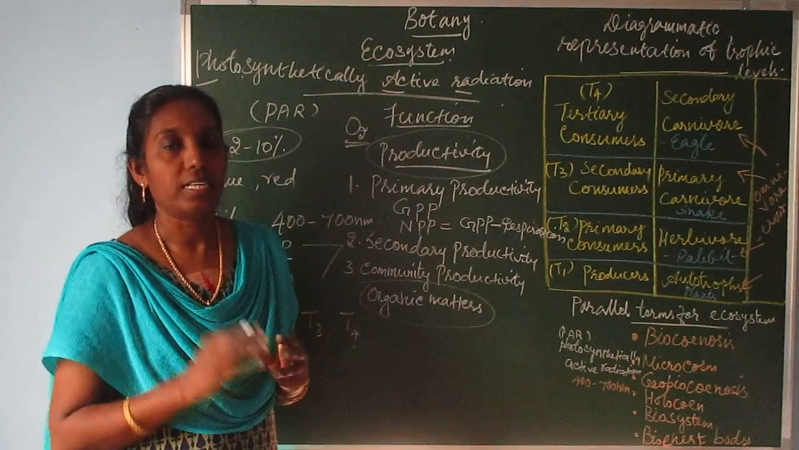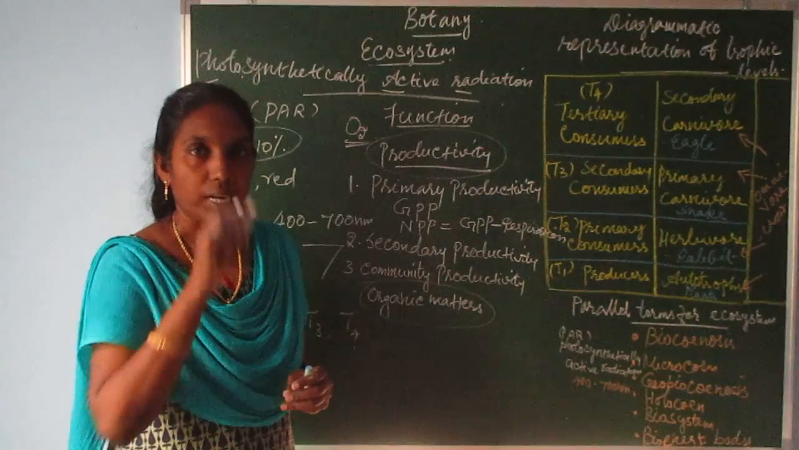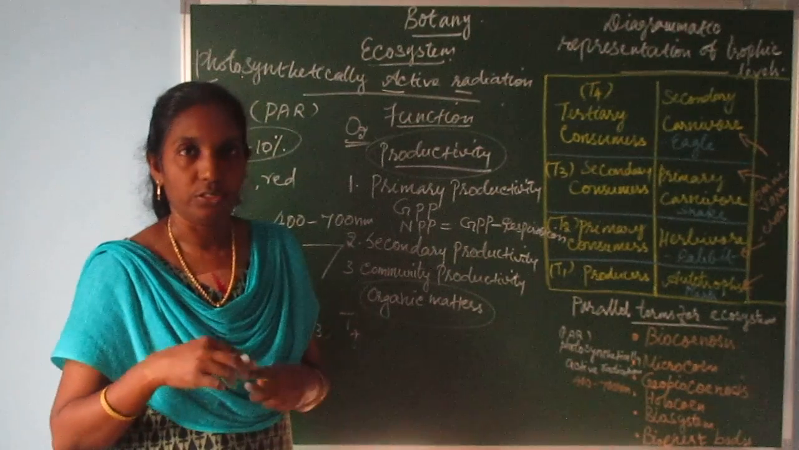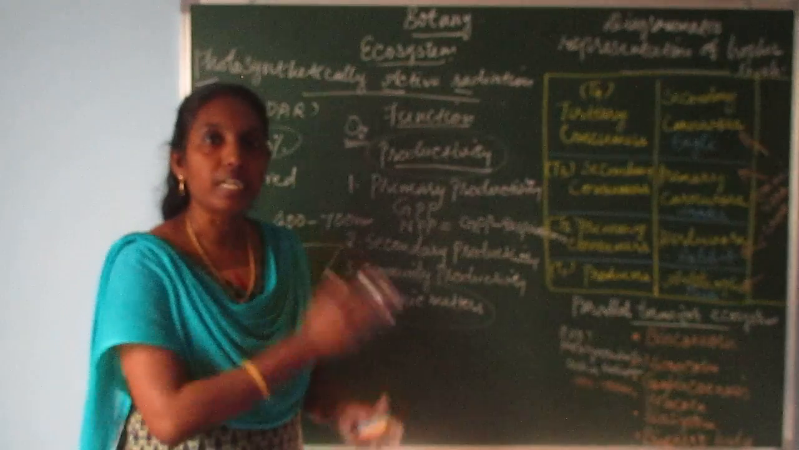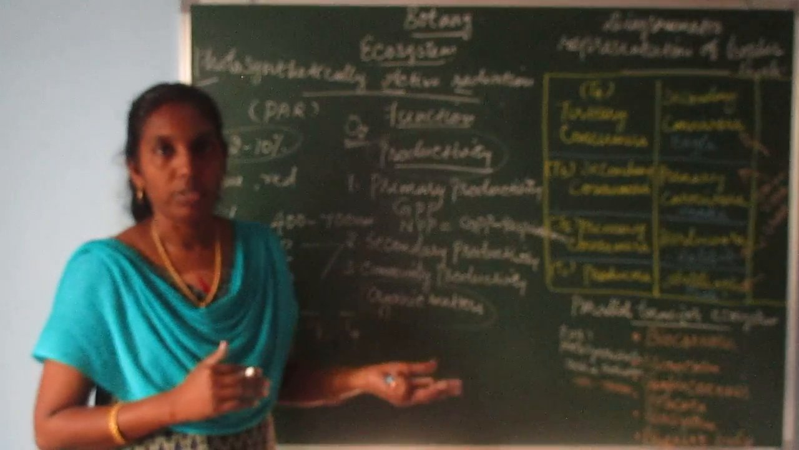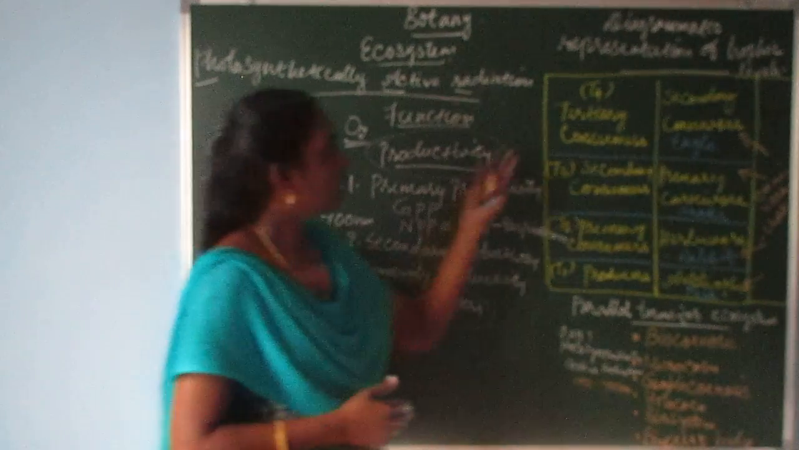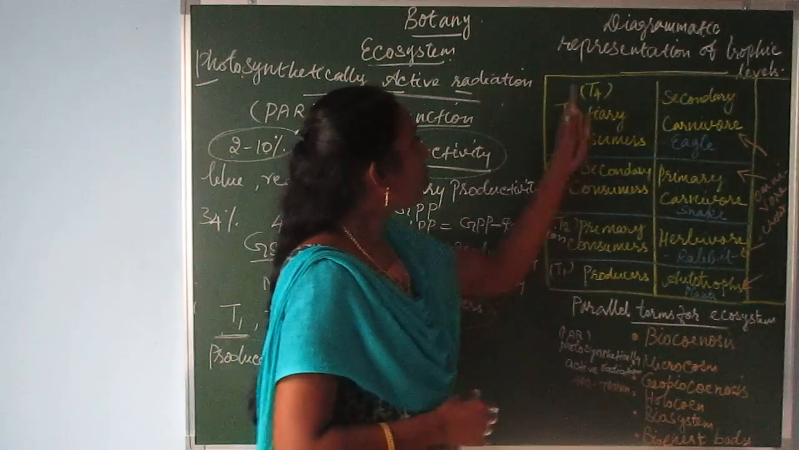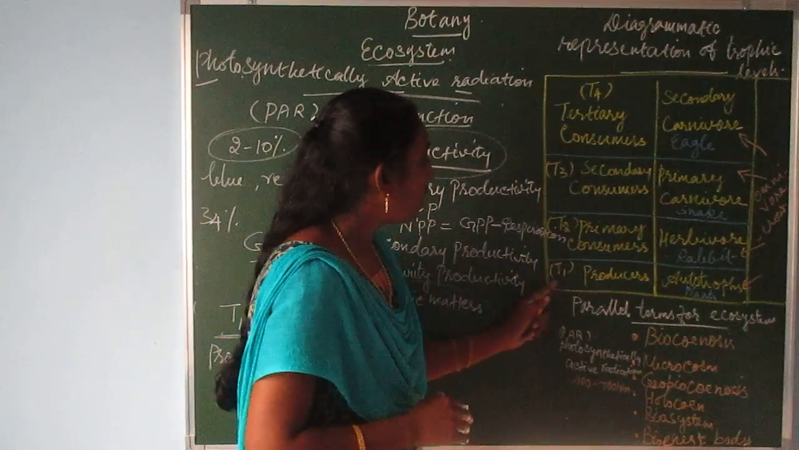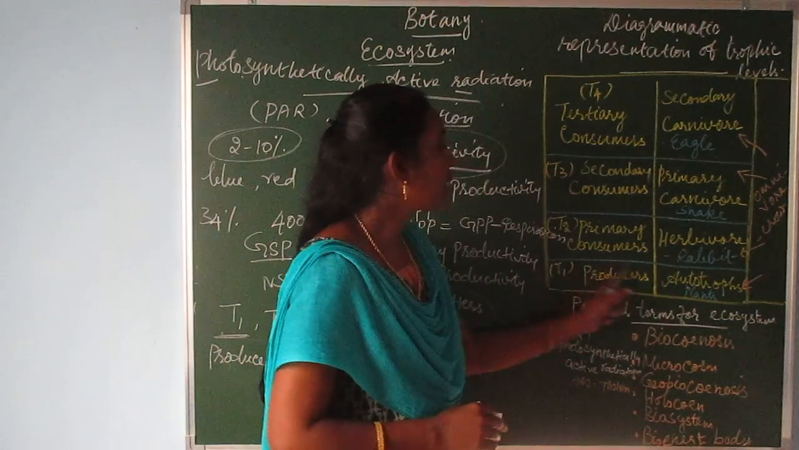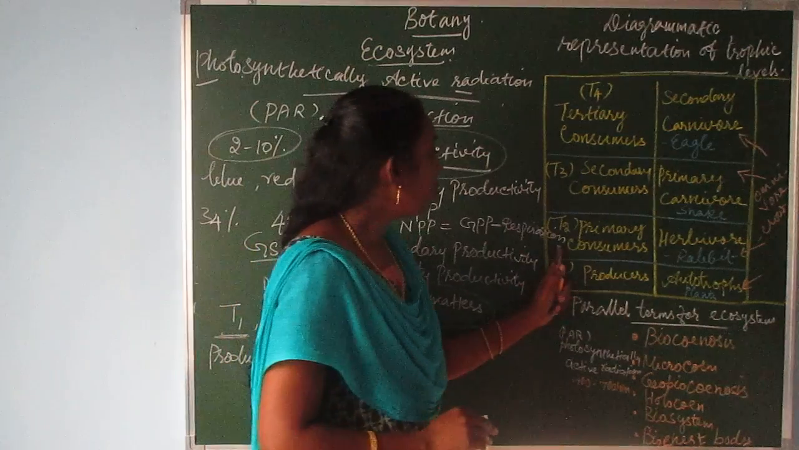Green plants possess the chlorophyll pigment, which has the ability to trap sunlight and convert the light energy into chemical energy and synthesize carbohydrate. At the same time, it releases oxygen to the surrounding. It takes carbon dioxide and releases oxygen. Look at this table column. Here there are different trophic levels T1, T2, T3 and T4. T1 represents producers. T2 is consumers.